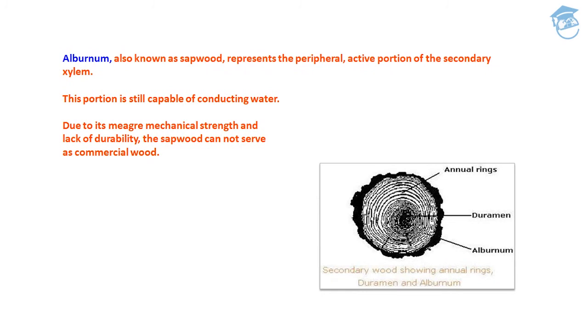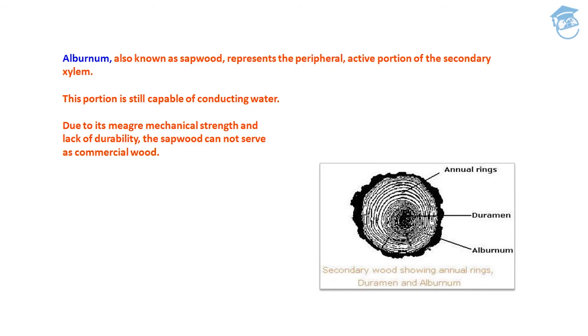Alburnum is also called sapwood, that represents the peripheral active portion of secondary xylem. This portion is still capable of conducting water, unlike Duramen, which is non-conducting in nature, and due to its meager mechanical strength and lack of durability, sapwood cannot serve as commercial wood.